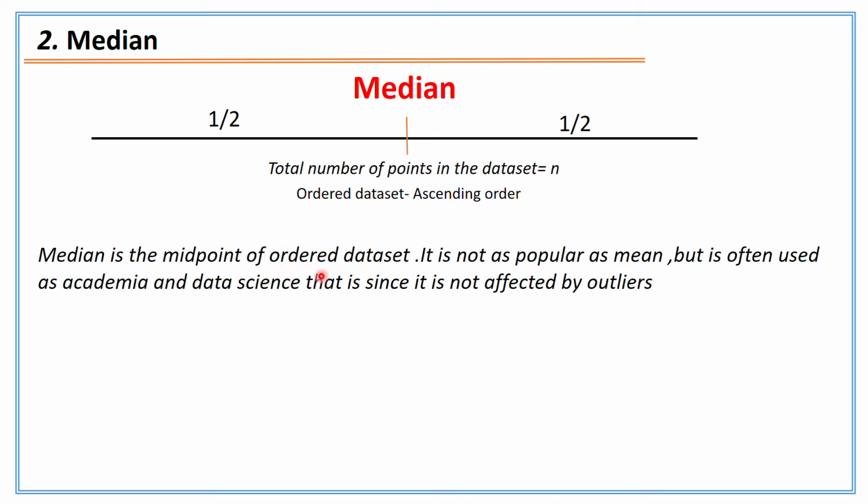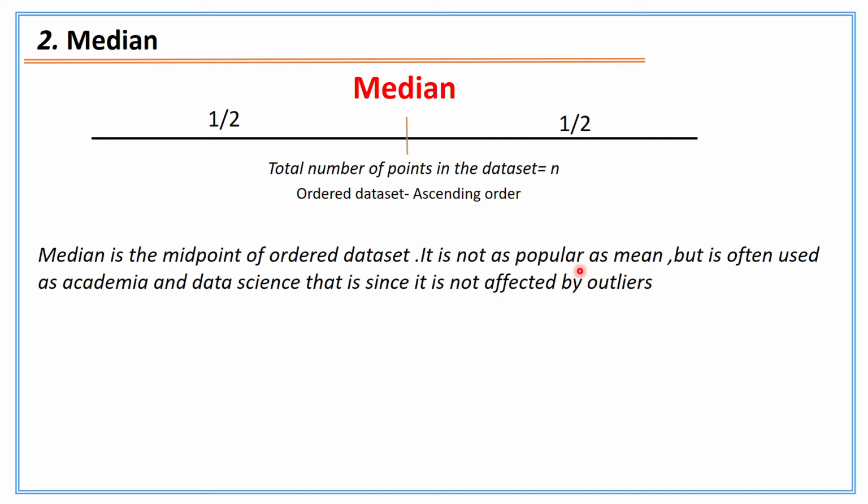Please pay attention here. It is the ordered data set. Median is the midpoint of an ordered data set. It is not as popular as mean, but is often used in academic data science. Since it is not affected by outliers, that is something you have to keep in mind.